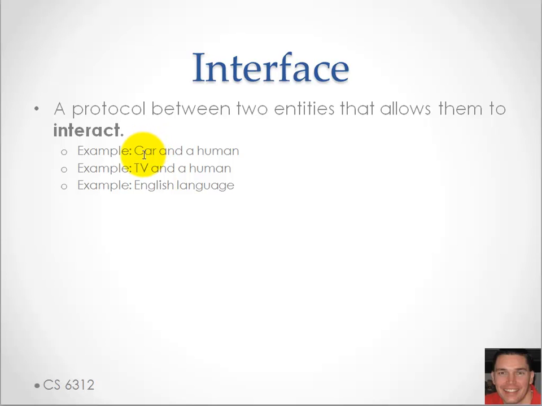So we can have an interface between a car and a human, which would consist of having a steering wheel, accelerator, the brake, knobs on the radio, the ignition, etc. You can have an interface between a TV and a human, which would consist of a remote control and all the buttons associated with that. And then we can even have an interface between two humans that speak a particular language. For example, English can be an interface between two humans. So it's just a way for two separate entities to interact with one another.